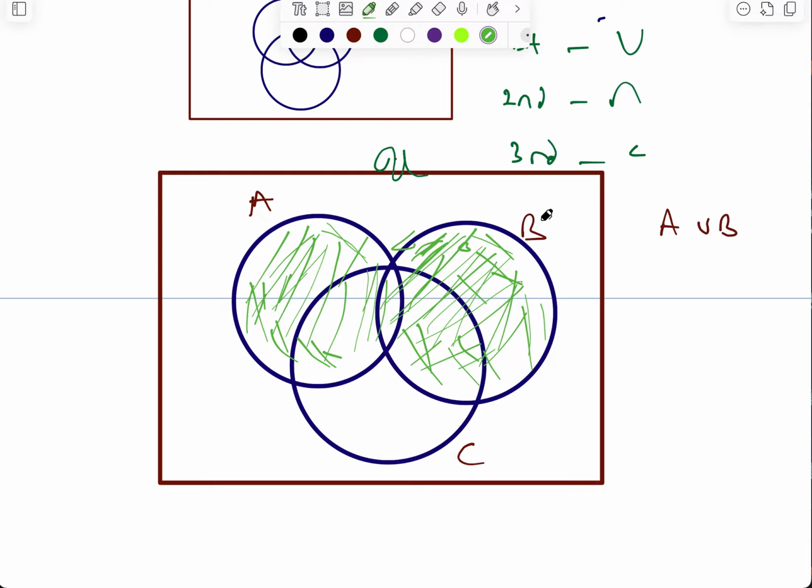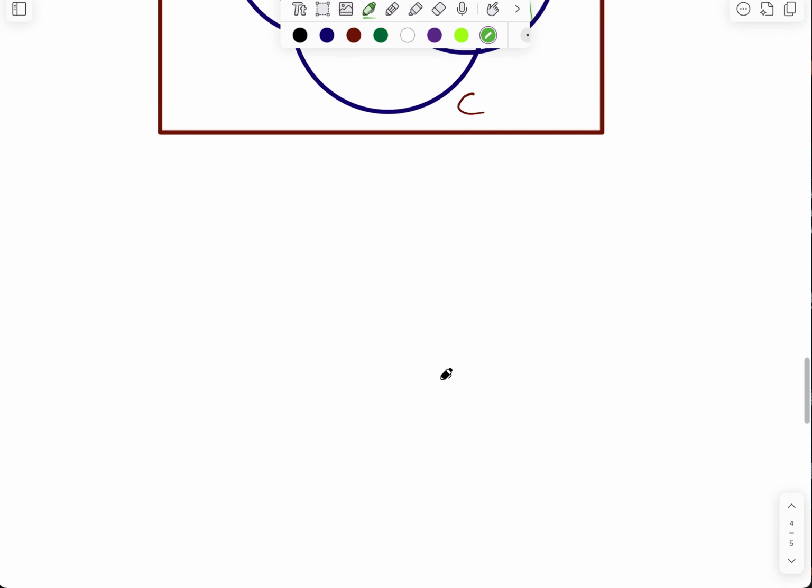I'm not supposed to shade whatever is outside B. So union is just for you to pick the individual sets one after the other and shade them. It doesn't matter where they are touching or overlapping, you just shade everything like that. That is how you identify union of two sets. If it is three sets, if C was involved, you just include C in your shading, and that's all. Now, the next is intersection.